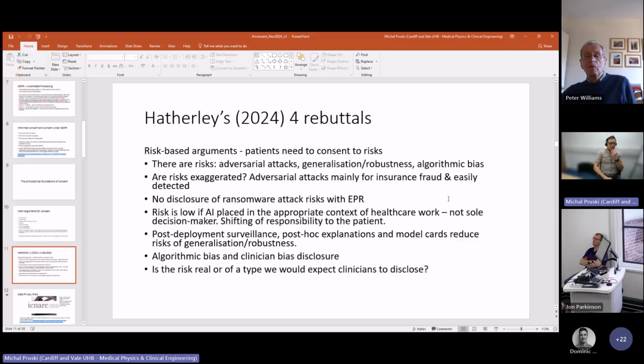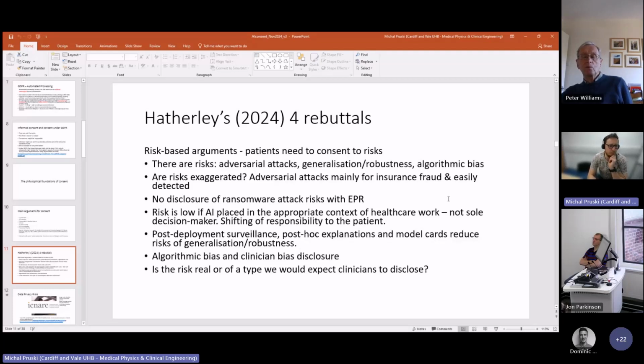And then another theme that relates to risk is that we tend to talk a lot about algorithmic bias. But do we talk as much about clinician bias, and which one is the more important to take into account? And I'll return to that a bit later. And then the last point with regards to risks is whether the risks associated with AI are the type of risks that we would usually expect to be disclosed with regards to other aspects of care. And again, I will talk about that a bit later.